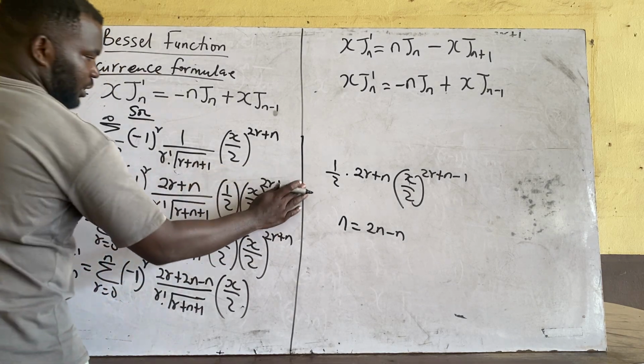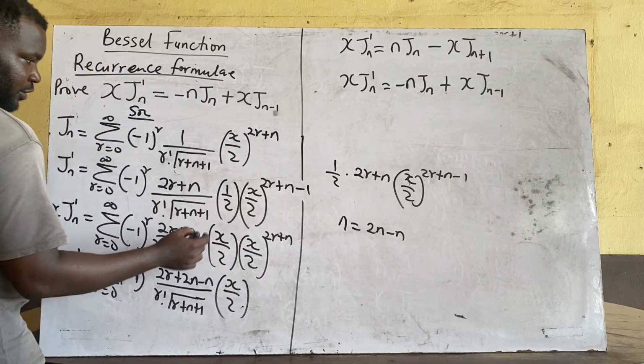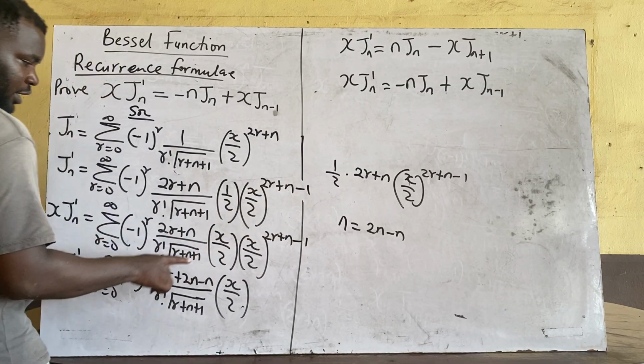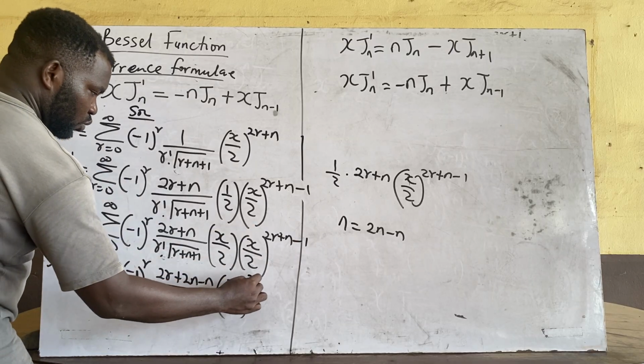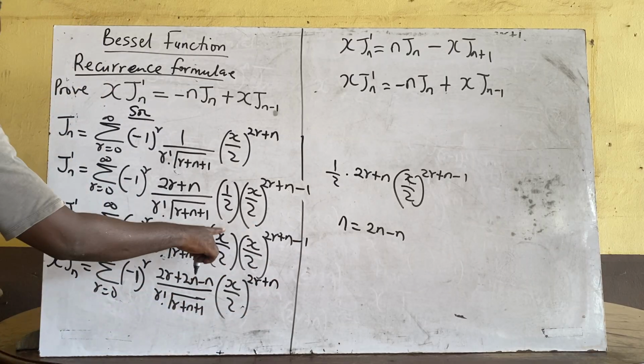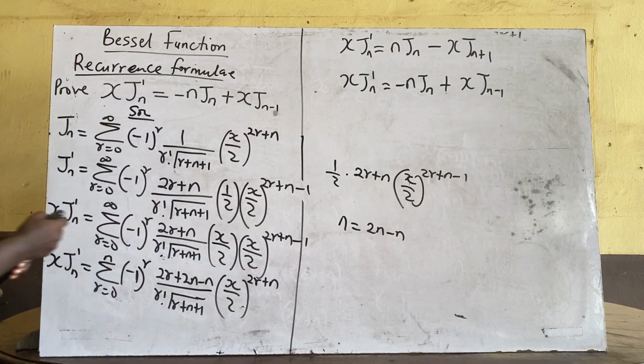Sorry, there's minus 1 here. Don't forget, there's minus 1 here. Please don't forget. And then there's minus 1 here. Then this, we cancel that minus 1. So I'm left with 2r plus n, because of indices. Indices say that this is raised to power 1. So if you add that 1 here, it will go out.